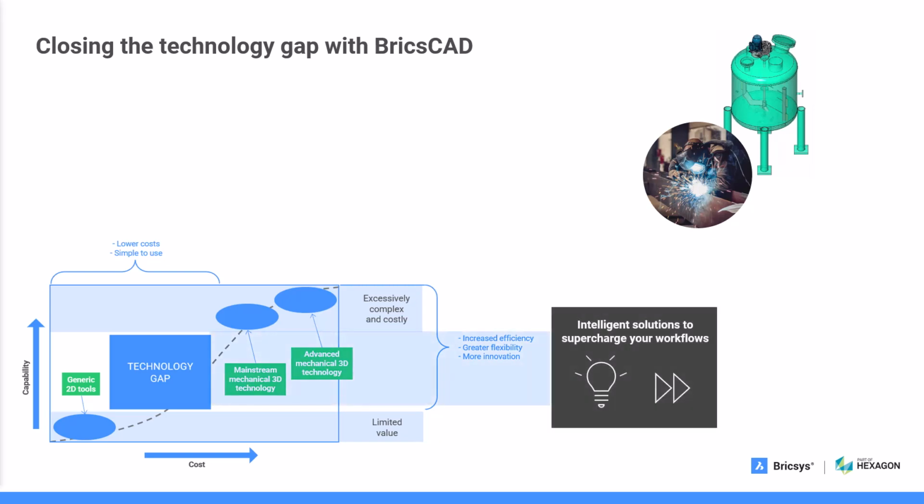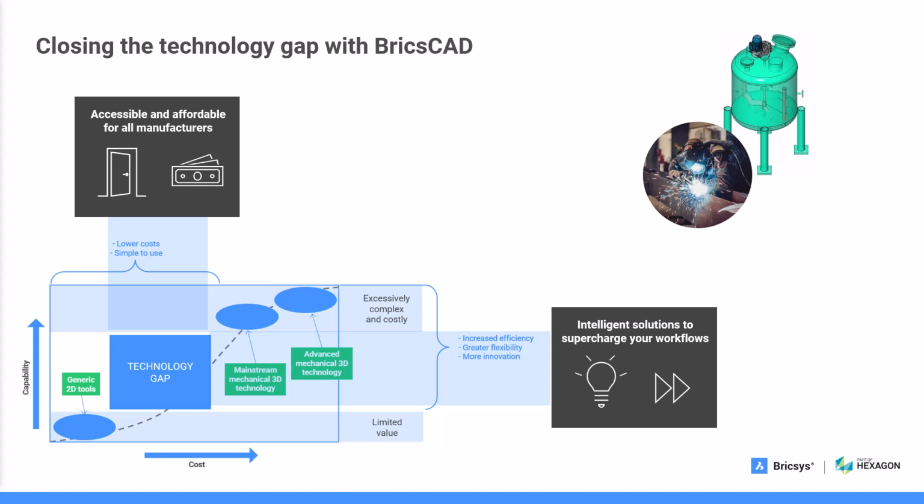BricsCAD is an advanced intelligent solution which goes way above and beyond the capabilities offered by those traditional manual 2D products. It offers a comprehensive set of tools that helps you meet those critical needs of efficiency, flexibility, and innovation, really enabling you to supercharge your design to manufacture process. But crucially, it does so in a way that is accessible for all manufacturers, including those who are smaller or mid-sized. It's way less complex and costly than those mainstream and advanced solutions and is much easier to adopt.